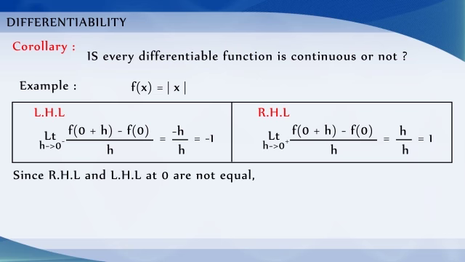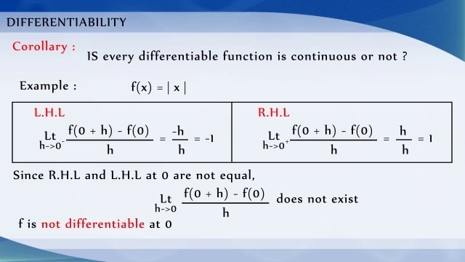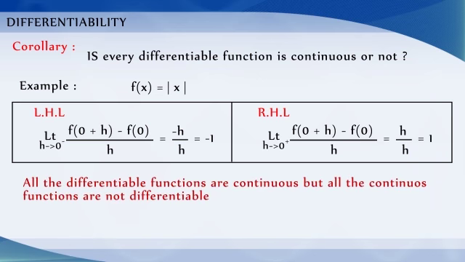Since the left and right limits at 0 are not equal, limit h approaching 0 of f of 0 plus h minus f of 0 by h does not exist, and therefore the function f is not differentiable at 0. So, every continuous function is not differentiable. We can say that all the differentiable functions are continuous, but all the continuous functions are not differentiable.